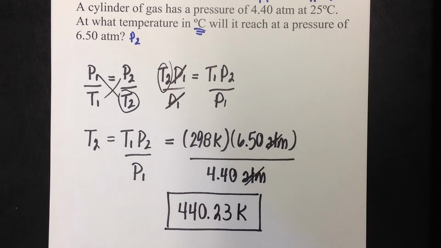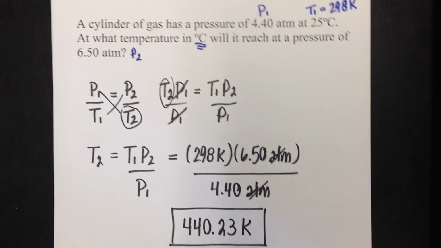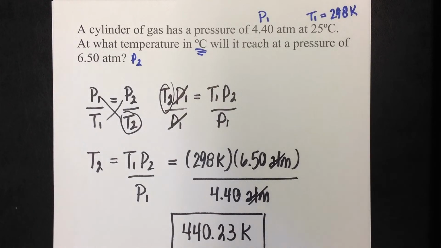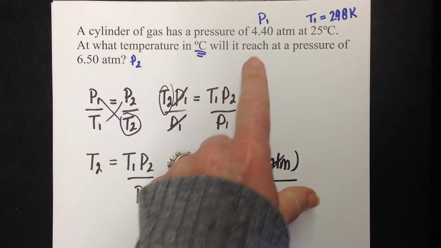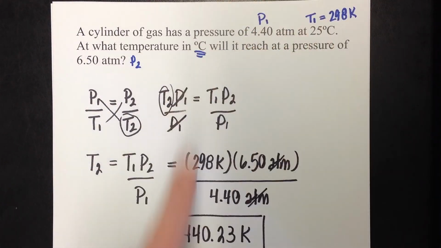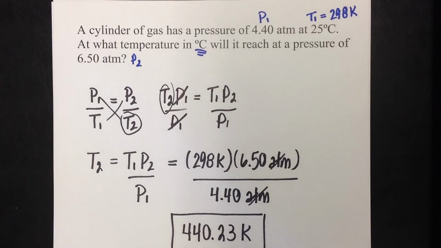All right, let's take a look at that and see if that looks like a reasonable answer for this problem. I started off with a pressure of 4.4 at 298 K. It looks like the pressure went up to 6.5 according to the problem, so I am guessing that my temperature went up from 298 K, and it did. And it looks like proportionally, maybe we went up by about a third here. It also looks like we went up by maybe a little more than a third here too. So that answer looks reasonable to me, so I know I'm probably right.